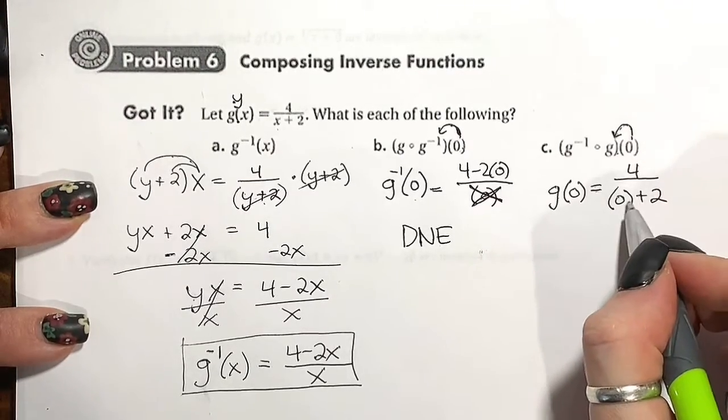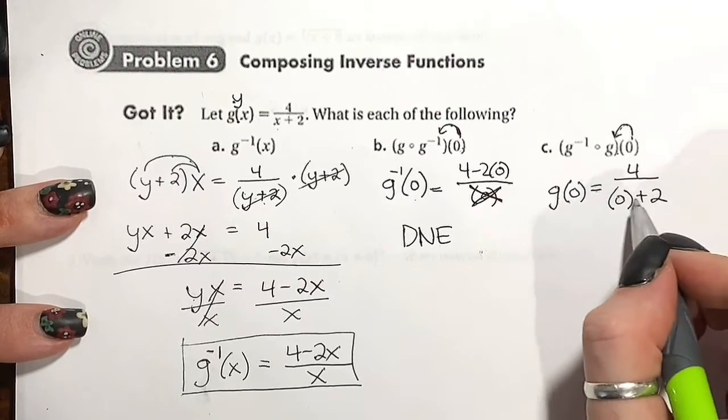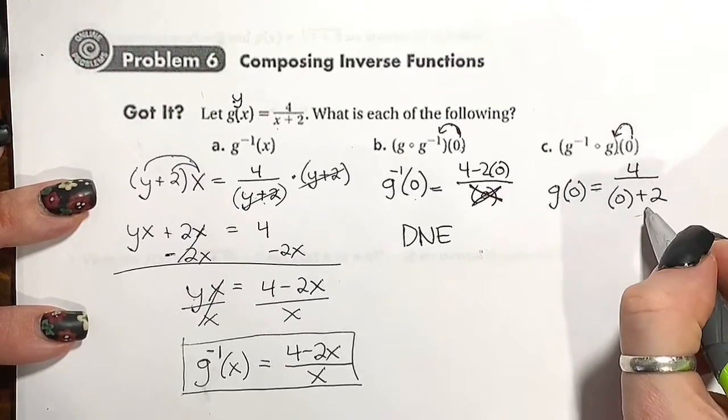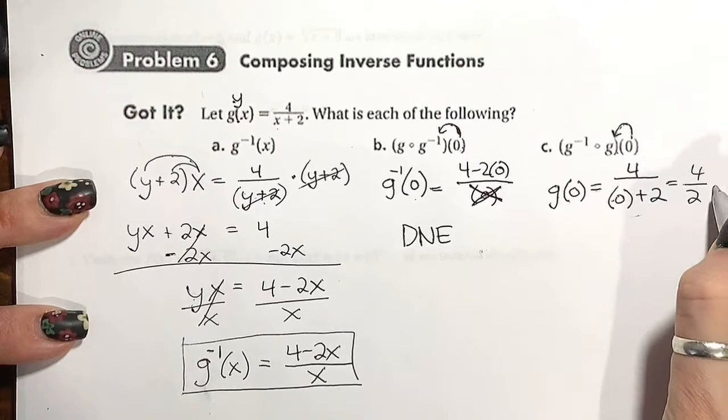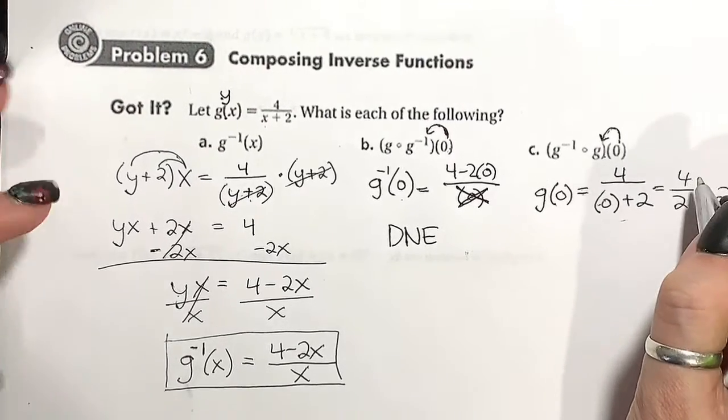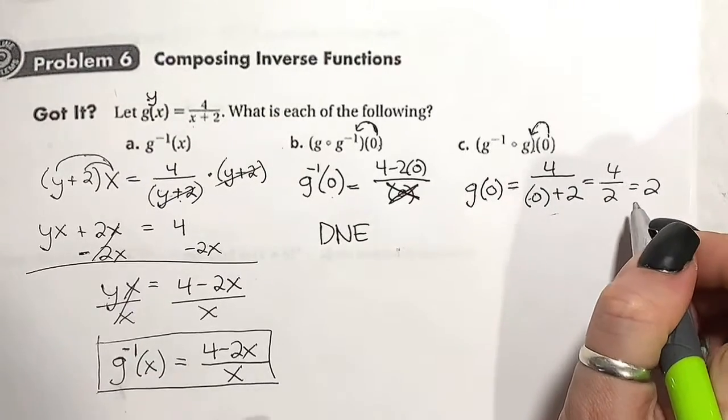And this is okay because we have this plus 2 here. So I'm not dividing by 0 anymore. 0 plus 2 is just 2, so I get 4 over 2, which is 2. You guys can't see my paper.